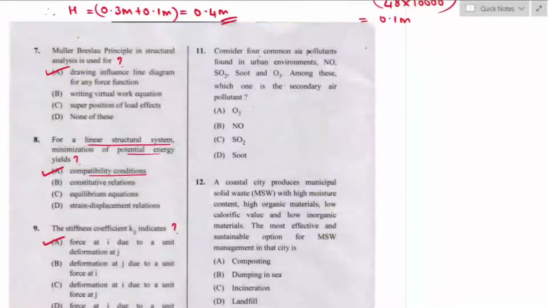Question number 11. Consider 4 common air pollutants found in urban environments: nitrous oxide, sulfur dioxide, soot and ozone. Among these, which one is the secondary air pollutant? Secondary air pollutants are those pollutants which develop from the interaction of primary pollutants and atmospheric constituents. Examples of secondary air pollutants are ozone, smog, formaldehyde and sulfuric acid. So ozone is the secondary air pollutant. Nitrous oxide, sulfur dioxide and soot are primary air pollutants.